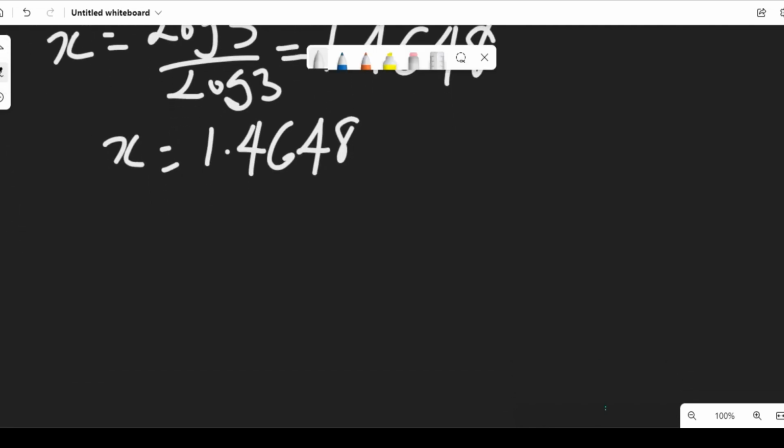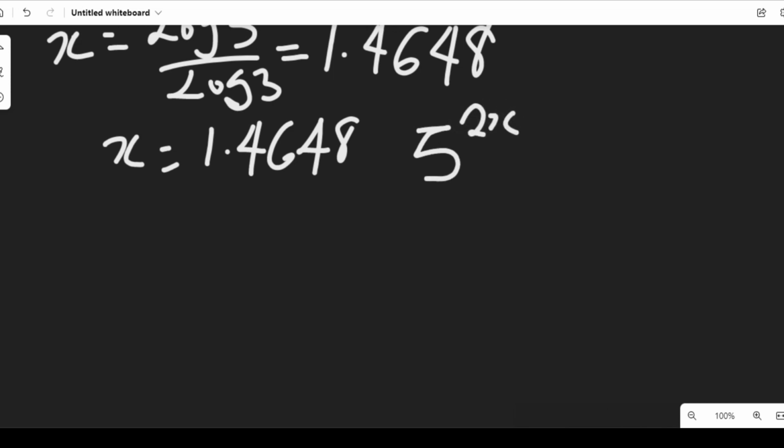Similar to this, in which we have to use the logarithm format, so long as it's an exponent with a different base. This specifically will help you solve exponents with different bases, when we have 5 raised to power 2x plus 3 equal to 8. Now, these are exponents with different bases.